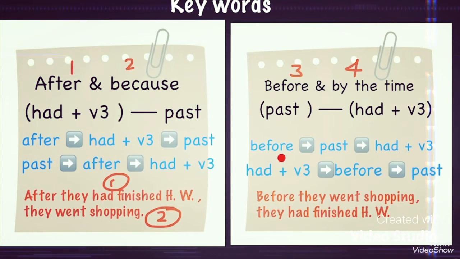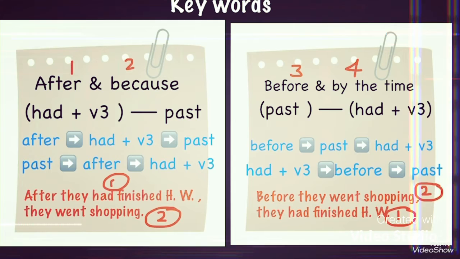Let's see the rule. Before followed by past and then had plus V3. If before or by the time come in the middle, they are the same. They are followed again by past, and the first verb will be had and V3. Let's see the example, the same example. Before they went shopping, they had finished homework. Which action happened first? They had finished the homework. So they had finished homework first. This is number 1. And before they went shopping, this is number 2. So the first action was had finished and then they went shopping.